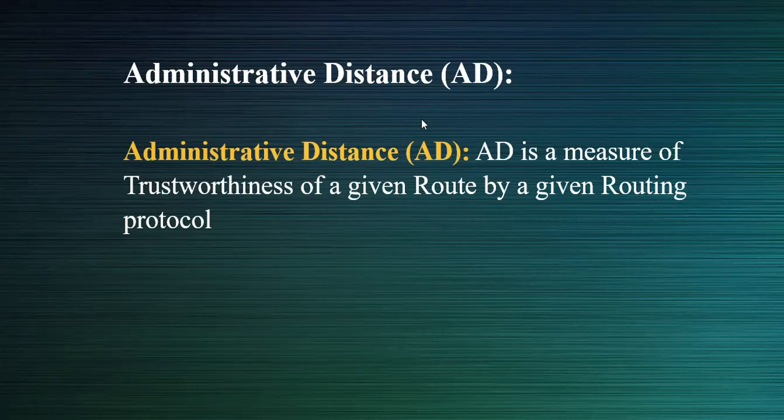We have something called administrative distance, known as AD. Administrative distance is just a measure of trustworthiness of a given route by a given routing protocol. So once a router receives several pieces of information from different networks, it uses administrative distance to measure the trustworthiness of a given route so that the router can forward that packet to a destination.